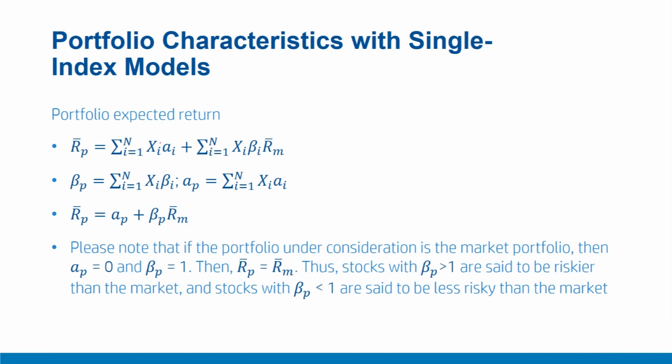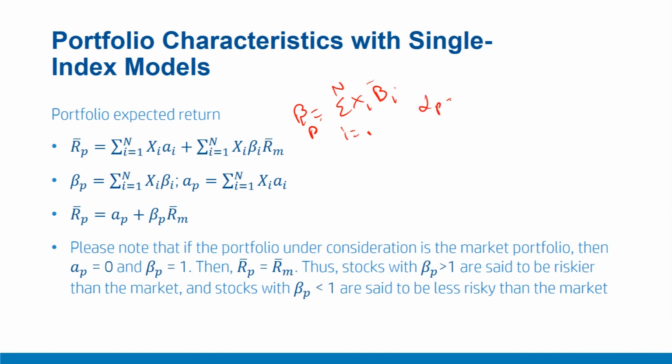Let's further simplify the portfolio expected return and risk expressions. We can define the beta of a portfolio, which is beta p, as the weighted average of beta I over all the securities where i equal to 1 to n.